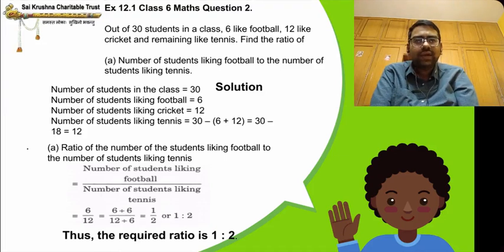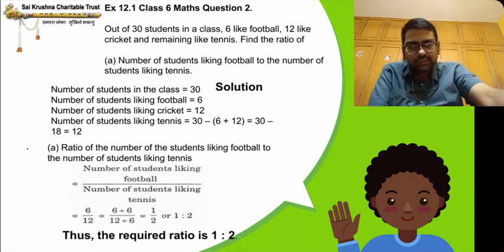Ratio of the number of students liking football to the number liking tennis. 6 students like football, 12 students like tennis. 6 by 12 or 6:12. I am dividing both numerator and denominator by 6. Why 6? Because 6 is the HCF of 6 and 12, to reduce the fraction to simplest form. I taught in the fraction chapter, same thing I have to apply here. So 1 by 2 can also be written as 1:2 using ratios. Therefore, the required ratio is 1:2.